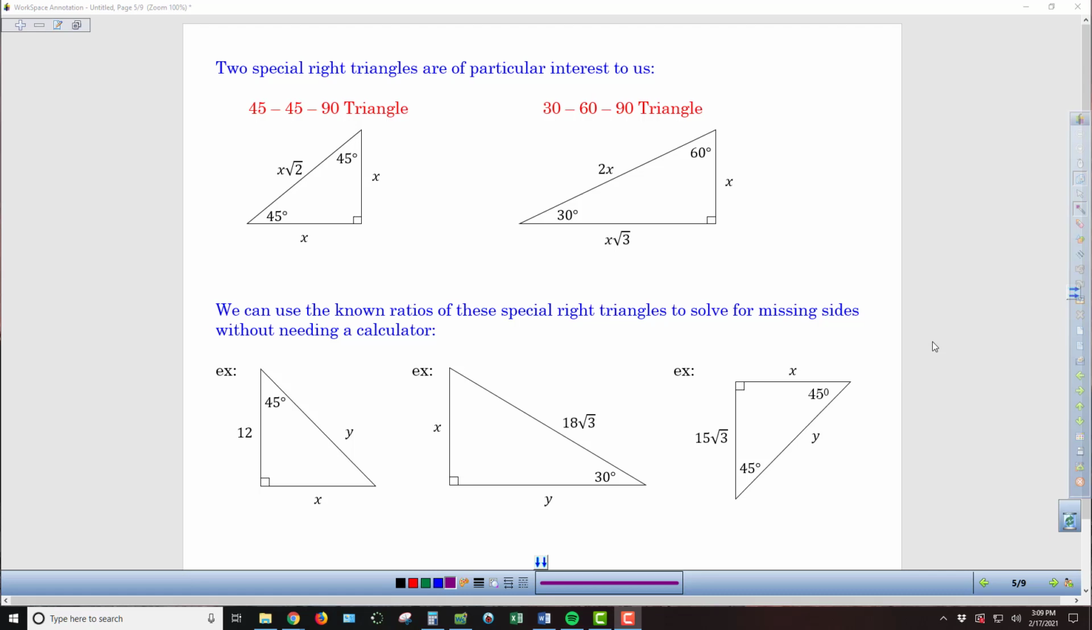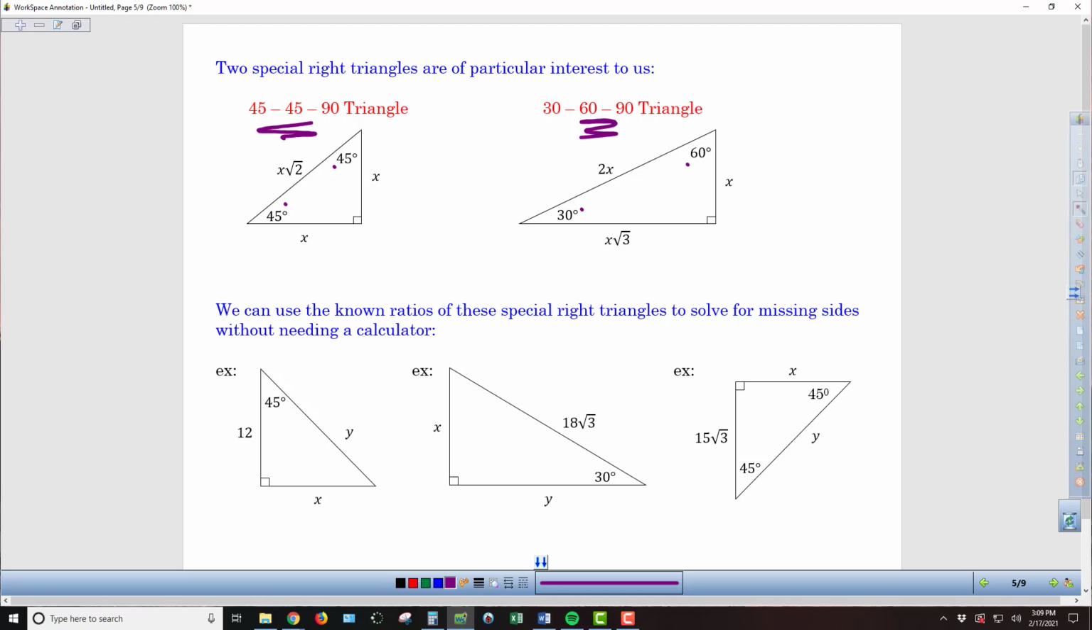There are two special right triangles that are the underlying basis of a lot of the work that we do in trigonometry. And that's the 45-45-90 triangle and the 30-60-90 triangle. So they're both right triangles that have these particular measures, two 45-degree angles or a 30-degree and a 60-degree angle to go along with the 90-degree angle. And it just so happens that their sides follow a specific pattern that we can take advantage of eventually to apply to our trigonometric ratios.